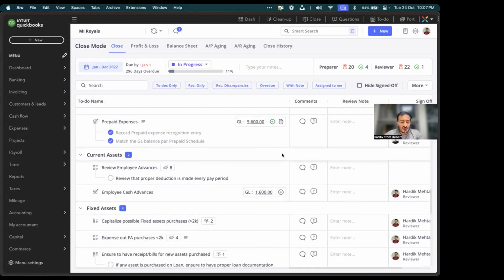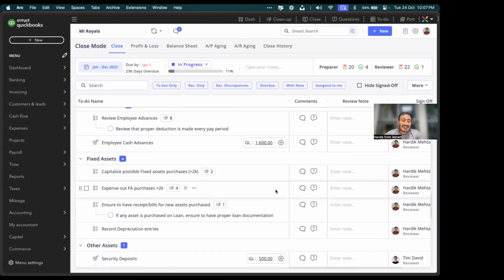Now let's talk about the fixed assets. Fixed assets is where we have certain points. Number one is that we have a capitalization limit defined for every single client. In this case, I have set the capitalization limit as $2,000. What this means is that it says capitalize fixed asset purchases that are more than $2,000, which means that I have identified certain accounts where if there are any transactions more than $2,000, I want to see them, and then I would decide if I want to capitalize them or not.